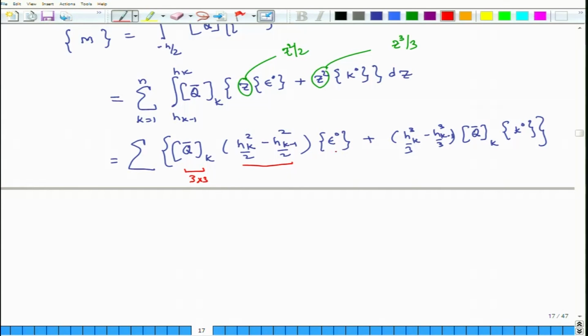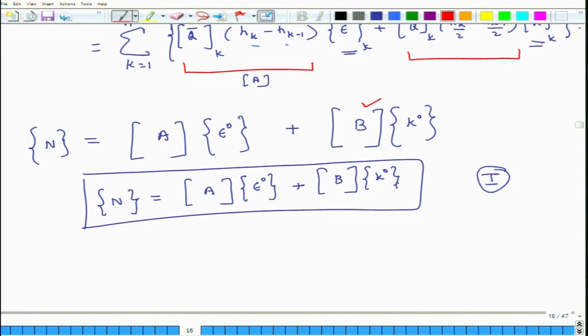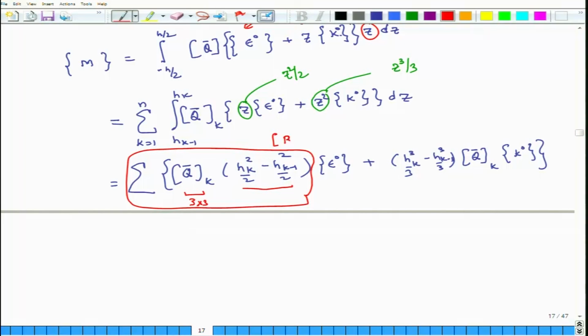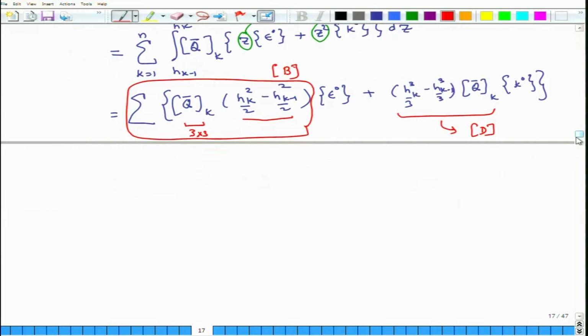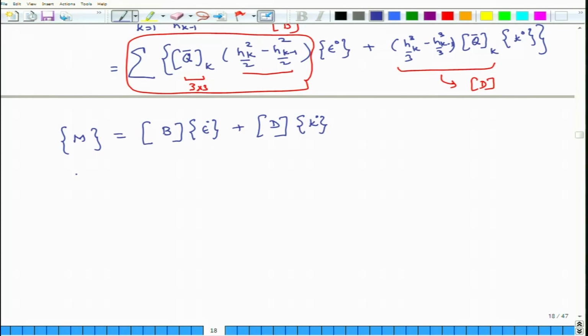And this entire thing we have defined as the B matrix earlier. This is the B matrix. Similarly, if you sum up the other term, it gives you another matrix we will call the D matrix. So, I can say that the moment resultants Mx, My, Mxy are nothing but a 3 by 3 matrix B times mid plane strains plus a 3 by 3 matrix called D times mid plane curvatures. So, we will write this more explicitly.